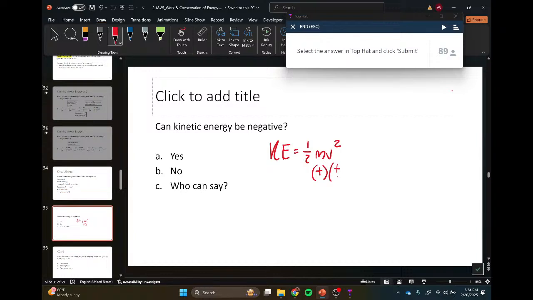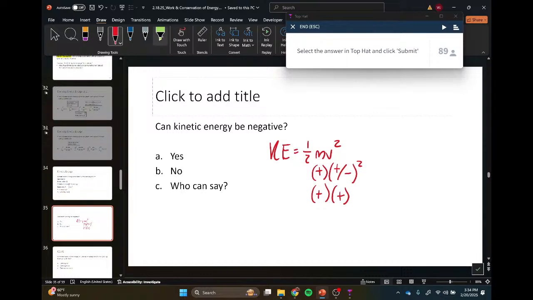Can velocity be negative? Sure, but it's squared. So it's going to turn to positive no matter what. Your kinetic energy can never be negative. The lowest value it can be is 0. Otherwise, it's bigger than that.